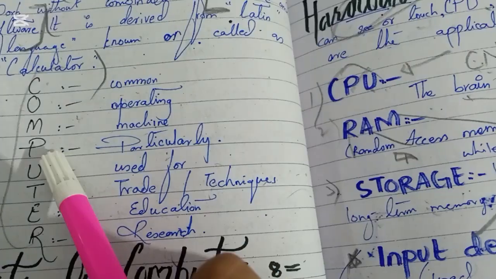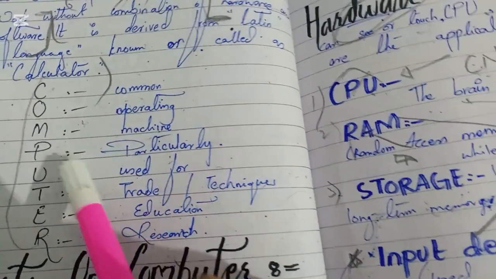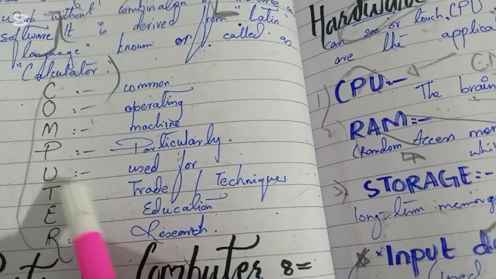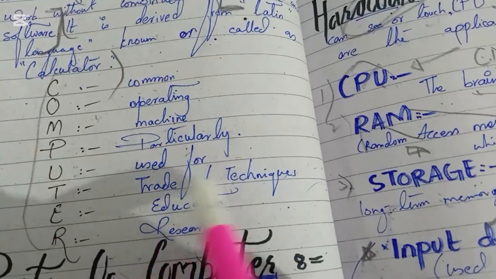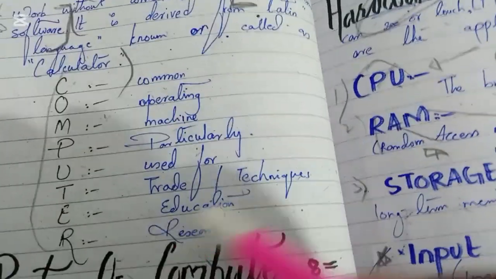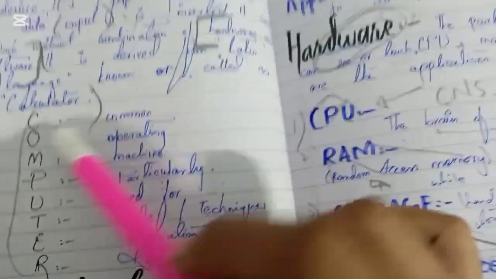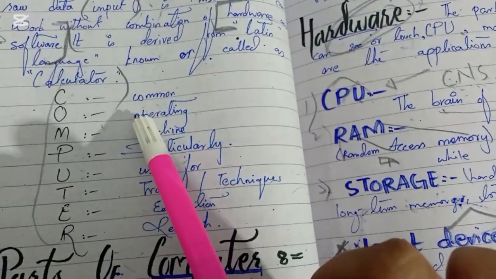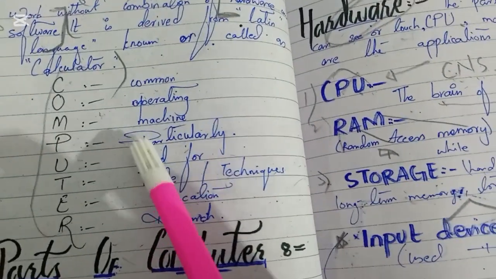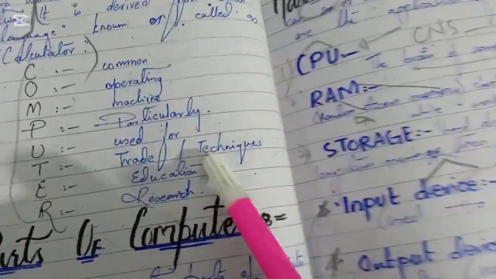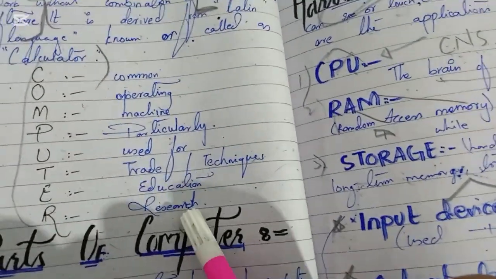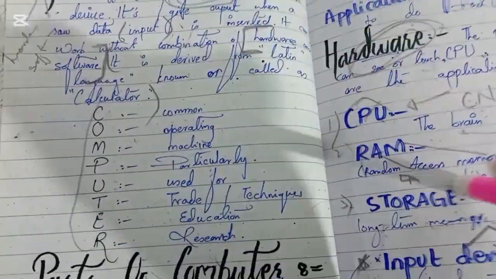Now, C stands for common, O for operating, M for machine, P for particularly, U for used for, T for trade and techniques, E for education, and R for research. Common operating machine, particularly used for trade, techniques, education, research. Basically, computer is all about this.